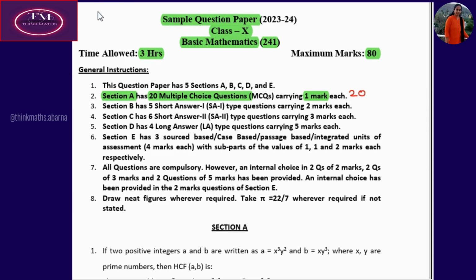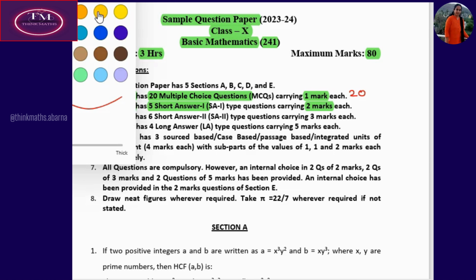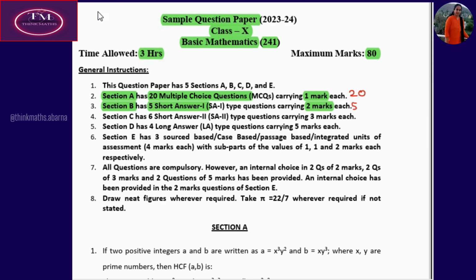Next is section B. In section B, you have 5 short answer questions. Each question carries 2 marks. So 5 into 2 is 10 marks for this section.